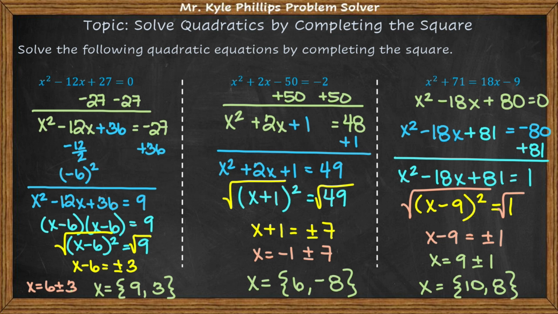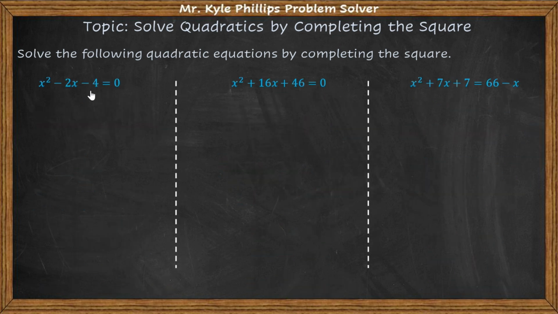Now, let's look at a few where the solutions would not be integers. So here with number 1, we want a perfect square trinomial, because that's how we're going to solve by completing the square. So let's start with negative 2. Let's cut it in half. We get 1. 1 squared is 1. We want this number to be 1, not negative 4. So we'll start by adding 4 to both sides.